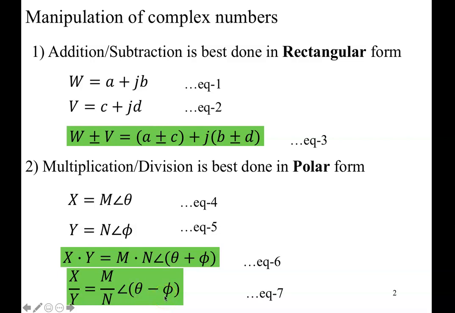So remember this. Rectangular form for addition and subtraction. Add real part to real part, imaginary part to imaginary part. Multiplication or division, you use polar form. You multiply magnitude or divide magnitude, and then you add phase angles for multiplying, but you minus phase angles when you divide.